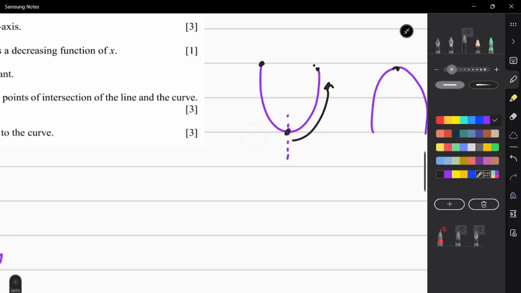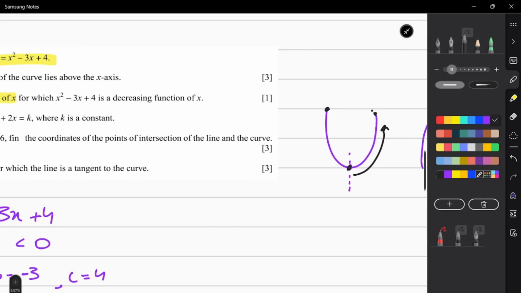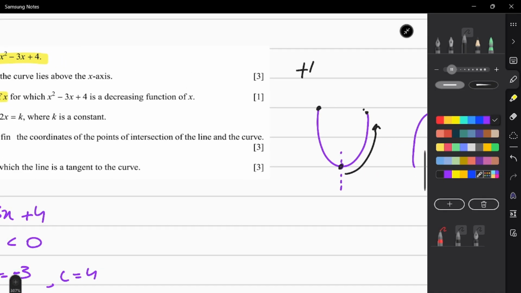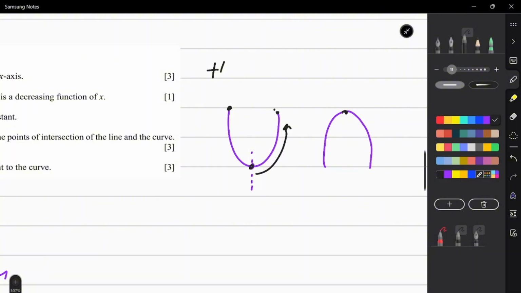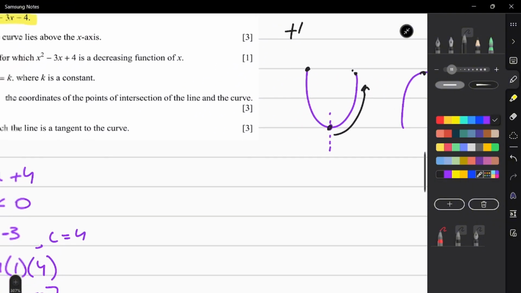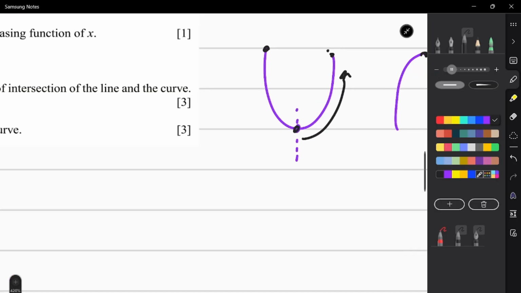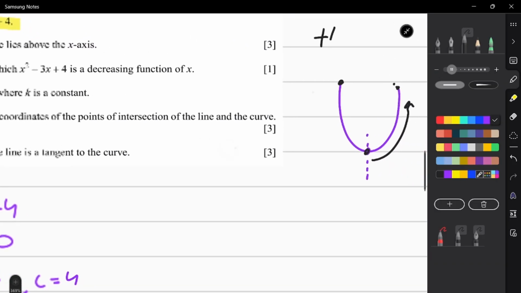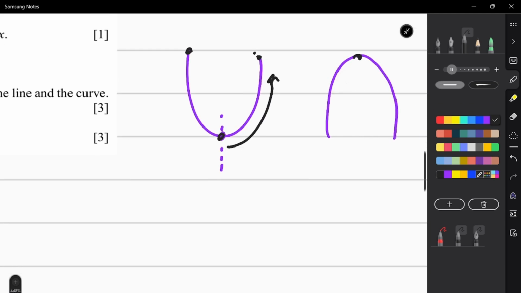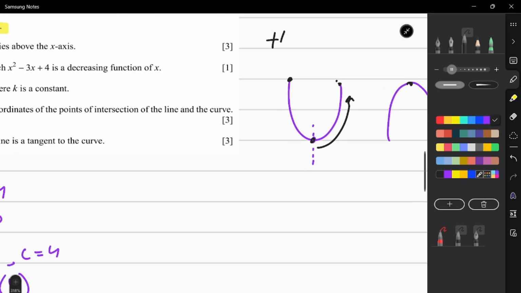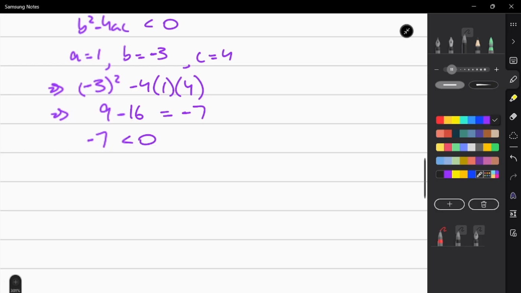So in this case, the coefficient of the x squared is positive 1. So we're going to be following this curve over here, and according to this curve, we know that this equation here has a decreasing function of x up until this point over here, and this point is called the vertex, the stationary point of the curve. So if we get this value, then we can easily deduce the set of values of x for which this equation has a decreasing function of x.